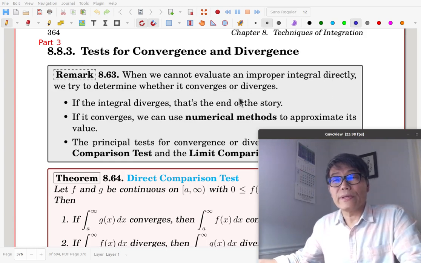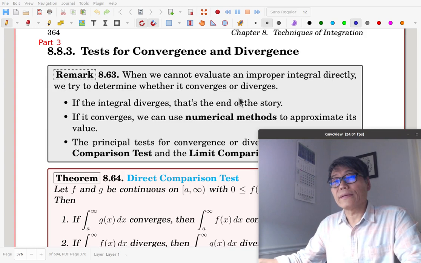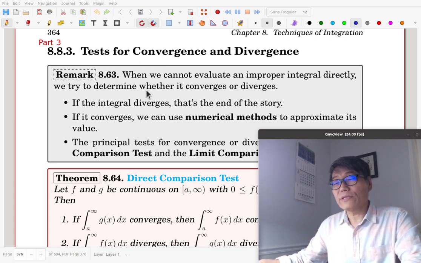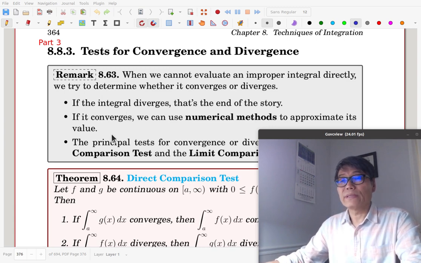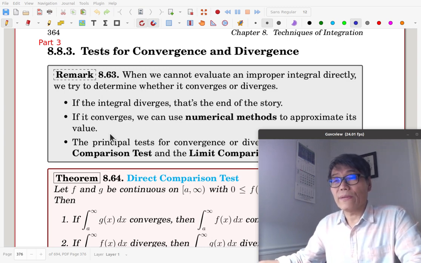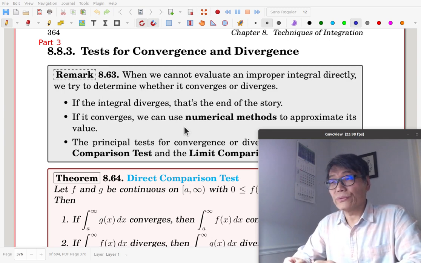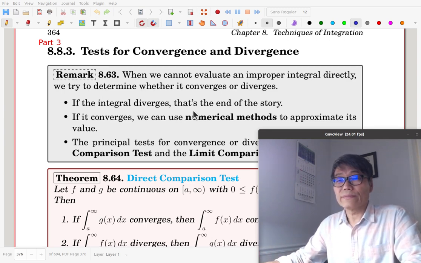This is part 3 of section 8.A, tests for convergence and divergence. When we cannot evaluate an improper integral, we may try to determine whether it converges or not. If the integral diverges, then that's the end of the story. However, if it converges, then we can use numerical methods to estimate its value.